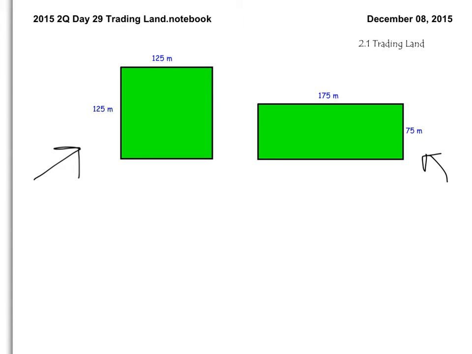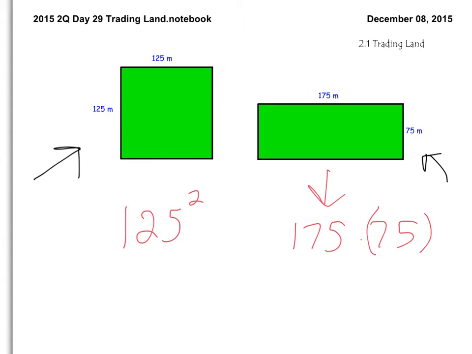If you've had a chance to think about that, you might think about how the areas compare. If we look at the square, the area of the square is going to be 125 times 125, but the area of the rectangle is going to be 175 times 75. If you do that calculation, you decide which one is going to be the better deal. Let's move on and check out what's going to happen in our situation today.